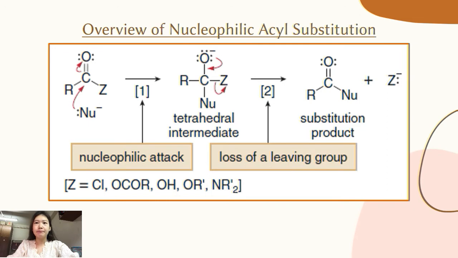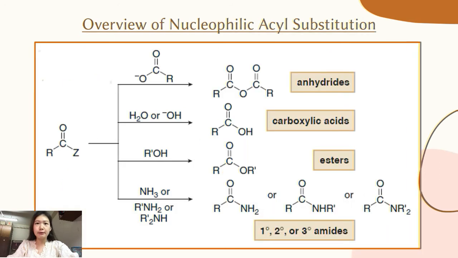Reaction mechanism. The electron pair from the C=O double bond moves to the oxygen atom, and this makes the carbon electrophilic. Then the nucleophile attacks the electrophilic carbon, forming a tetrahedral intermediate. When the electron pair moves from the oxygen and forms a C=O double bond, the C-Z bond breaks and Z leaves. This is the final substitution product. You can see the nucleophile replaces the Z.